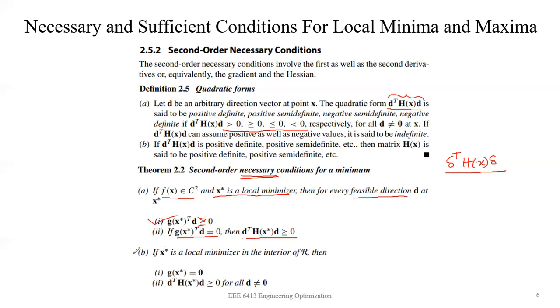And similarly, you can also prove that if x star is in the interior of R, then the value of the gradient always has to be 0.